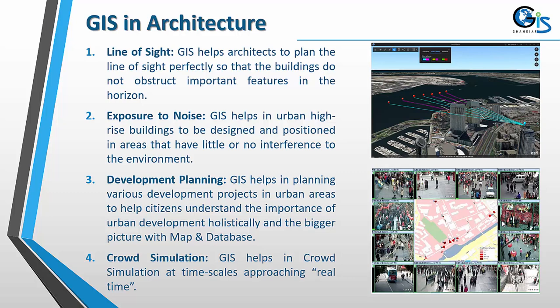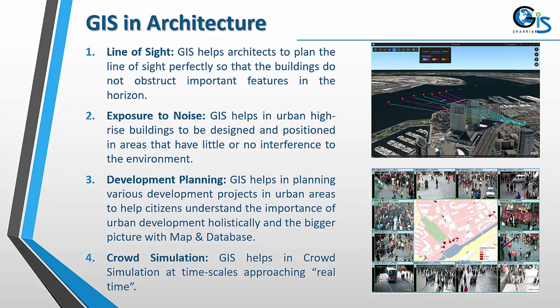As an example, exposure to noise. GIS helps urban high-rise buildings to be designed and positioned in areas that have little or no interference to the environment. And in development planning, GIS helps in planning various development projects in urban areas to help citizens understand the importance of urban development holistically and the bigger picture with map and database.